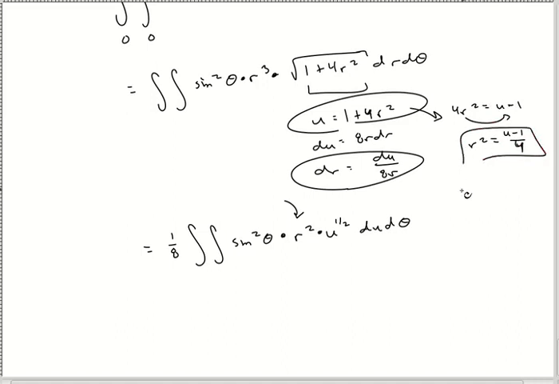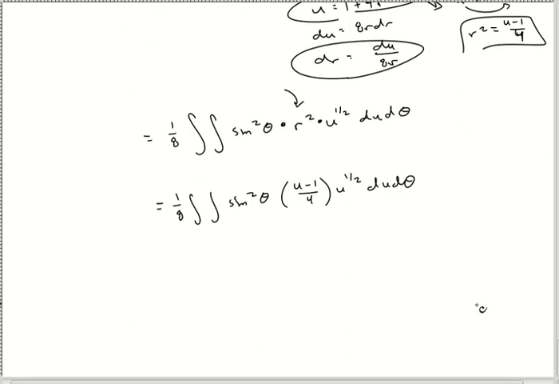So this guy here is literally plugged in right there. I don't need a square root or anything. It's happy the way it is. Sine squared theta. My r squared is now u minus 1 all over 4. And then I've got the u to the 1/2 du d theta. Whew.